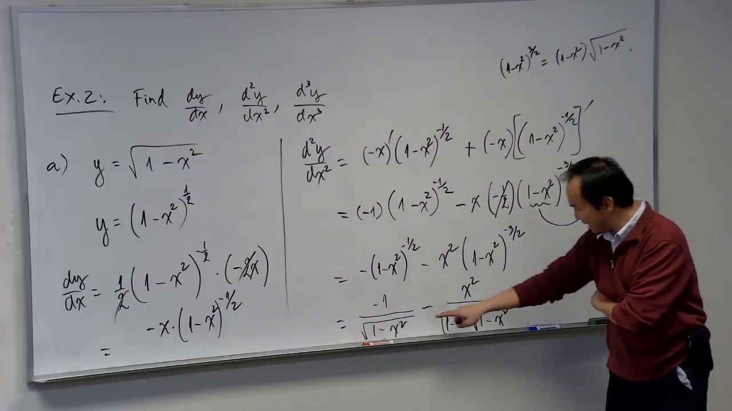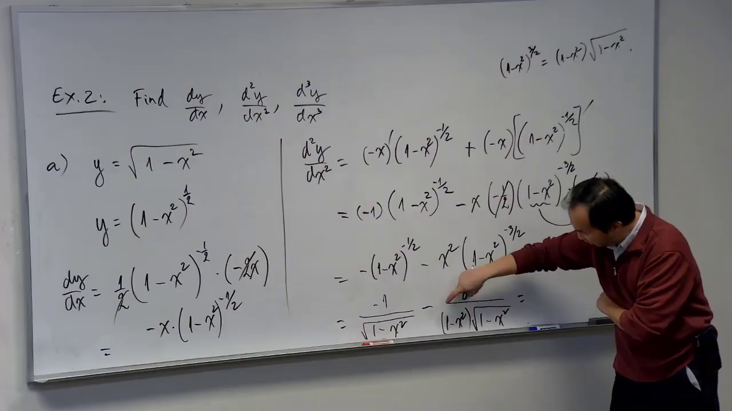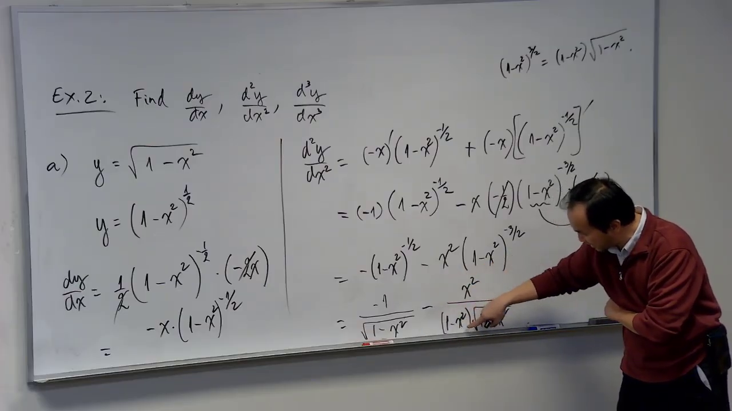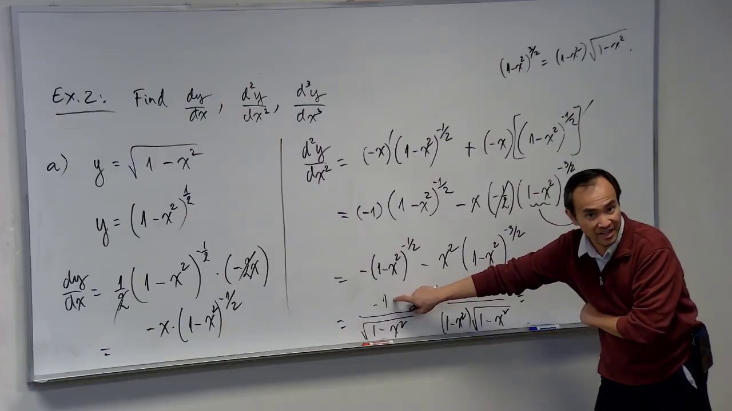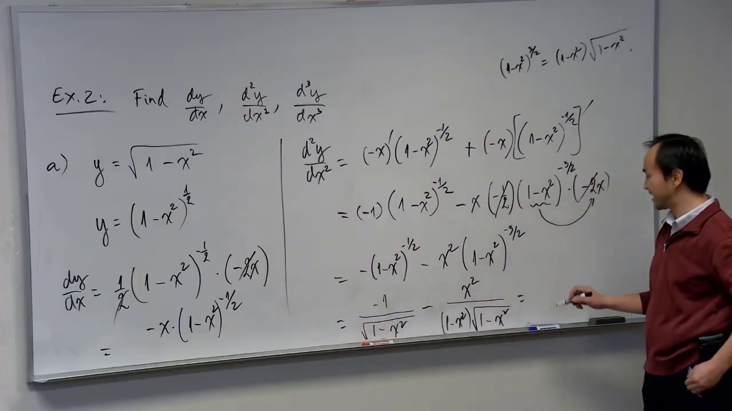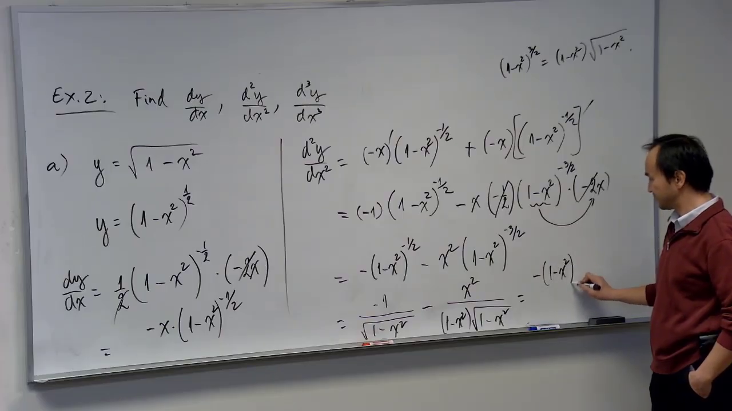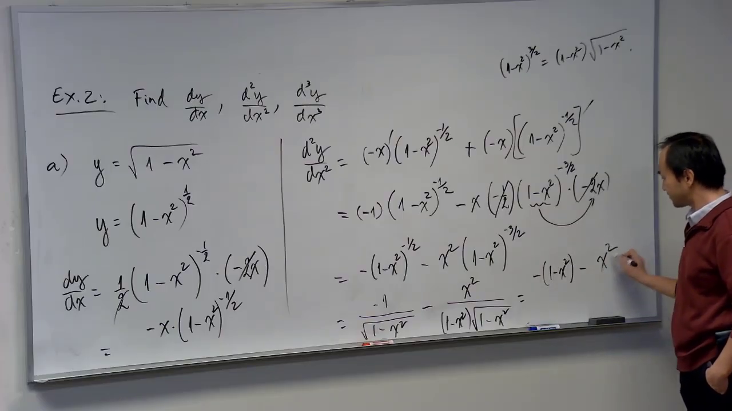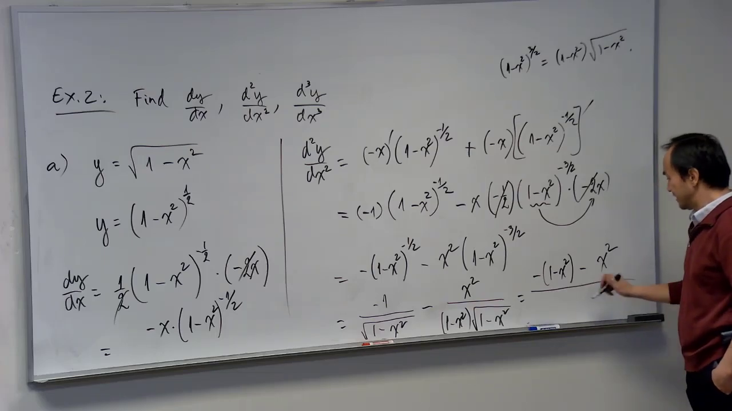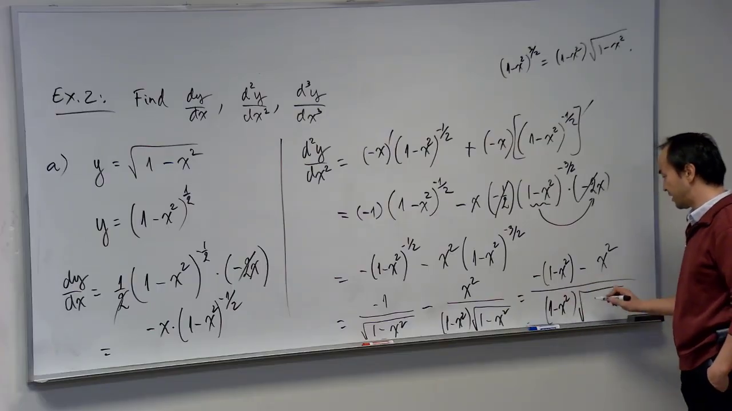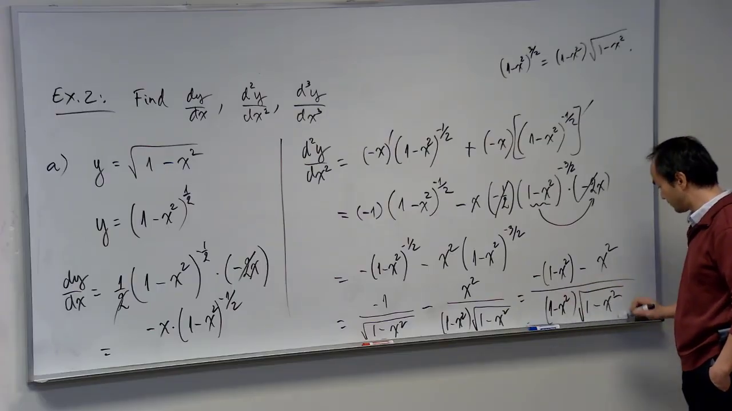So now in our two denominators, we already have the square root expression. We only need to multiply the 1 minus x squared to the other side and the negative 1 here. So that's making it minus, and then I have 1 minus x squared, and then minus x squared, and I'm putting that all over the common denominator, which is 1 minus x squared times the square root of 1 minus x squared.